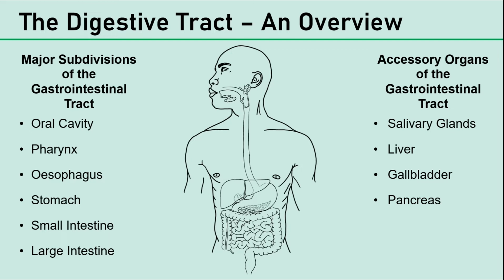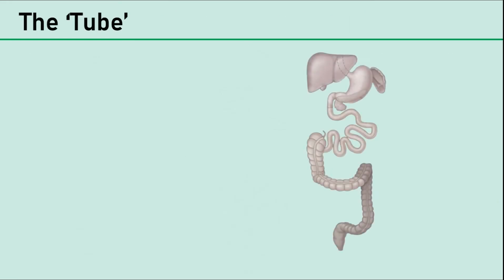Okay, so let's move on and look at the tube itself. So we are going to look at the major subdivisions of the gastrointestinal tract first, and then after we've covered that, we will look at the accessory organs and the role that they play within digestion. So the tube. Now, embryologically, we develop in three parts when we're looking at the GI tract.